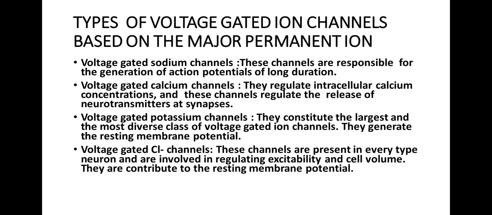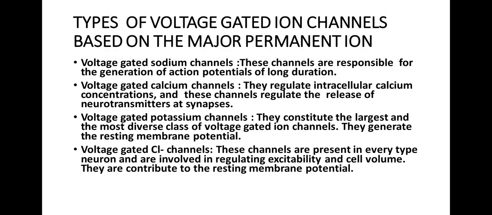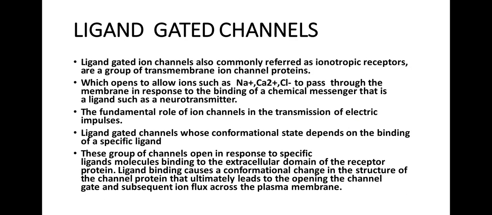They constitute the largest and the most diverse class of voltage gated ion channels. They generate the resting potential. Next, voltage gated chloride channels. These channels are present in every type of neuron and are involved in regulating excitability and cell volume. They also contribute to the membrane resting potential.